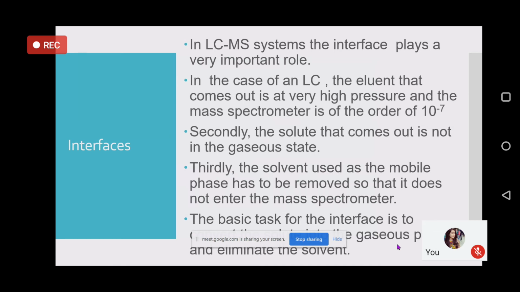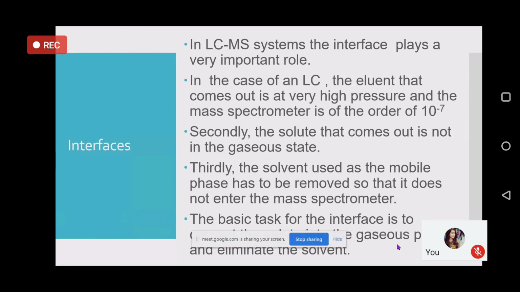The interface plays a very important role. In the case of an LC, the eluate that comes out is at very high pressure, and the mass spectrometer operates at the order of 10 raised to minus 7 torr. So what has to be considered is the basic difference in the physical conditions. LC works under very high pressure, and the mass spectrometer works under vacuum, almost a very high, rigid vacuum.